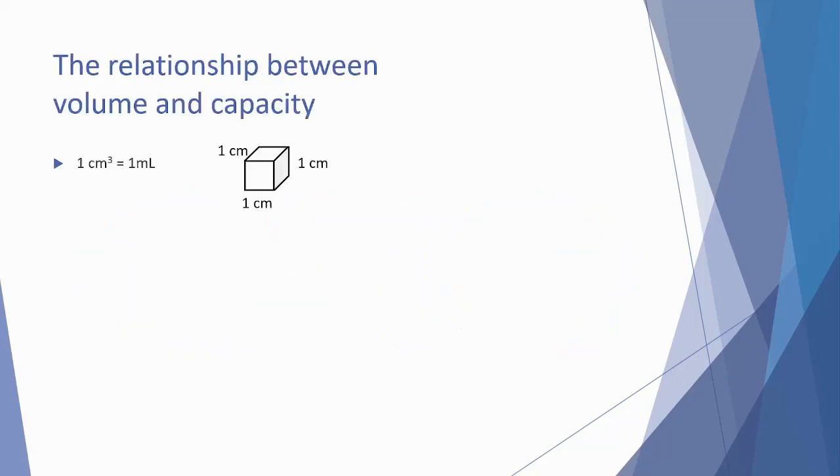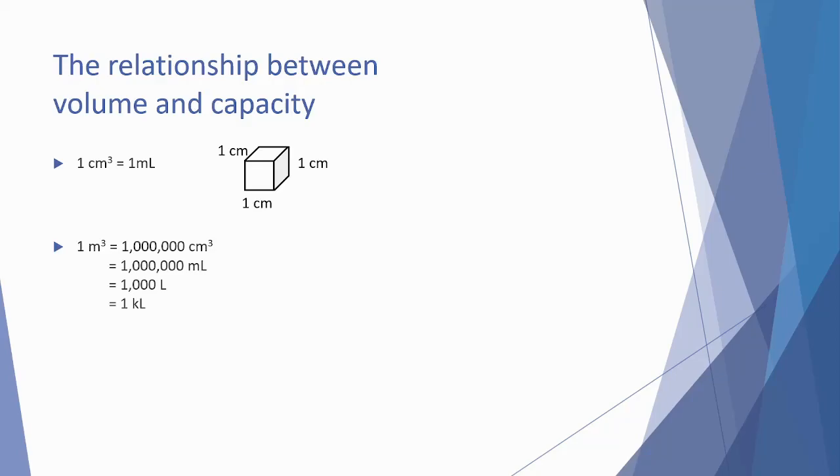Let's look at the link between volume and capacity. So 1 cubic centimeter is equal to 1 milliliter. So that's 1 centimeter by 1 centimeter by 1 centimeter. That is 1 milliliter of liquid. If we have a cubic meter, that's a cube, that's 1 meter by 1 meter by 1 meter. That's 1,000,000 cubic centimeters, which is 1,000,000 milliliters. And we can divide by that 1,000 to get it just to liters, and that's 1,000 liters. And divide that by 1,000 again to get to kiloliters, which is 1 kiloliter.